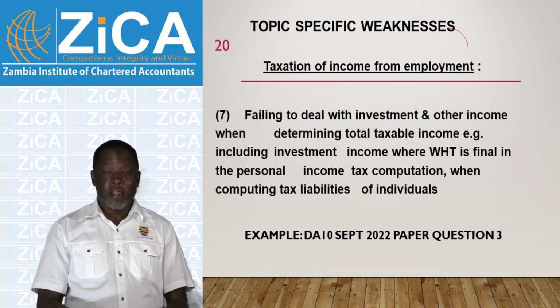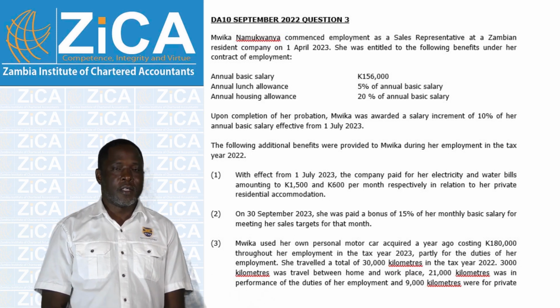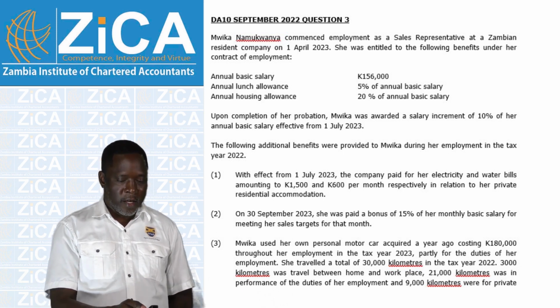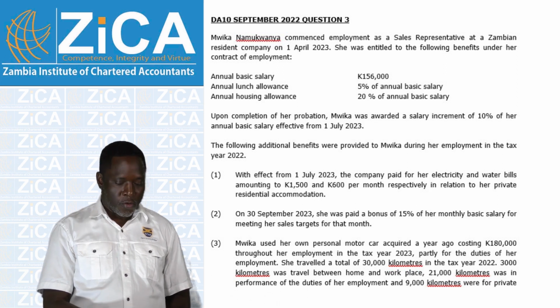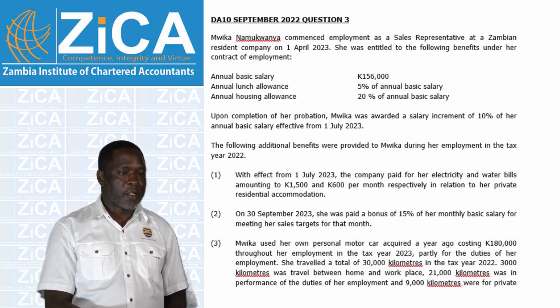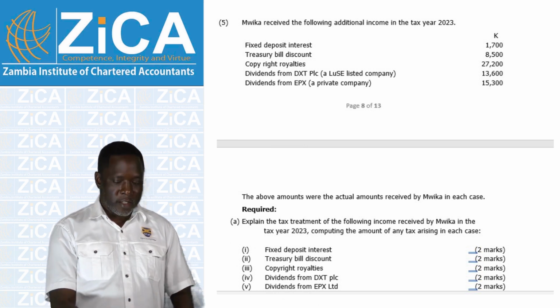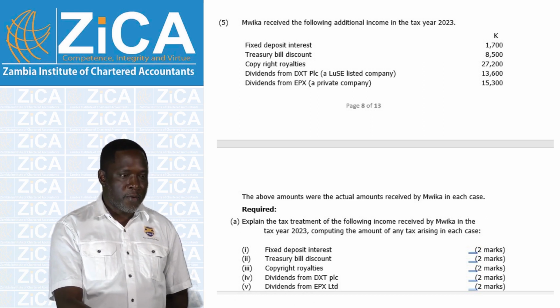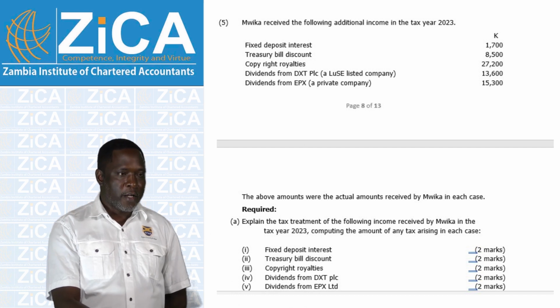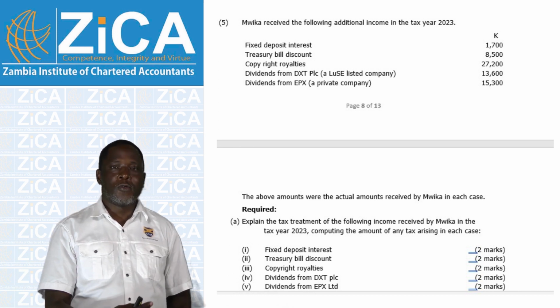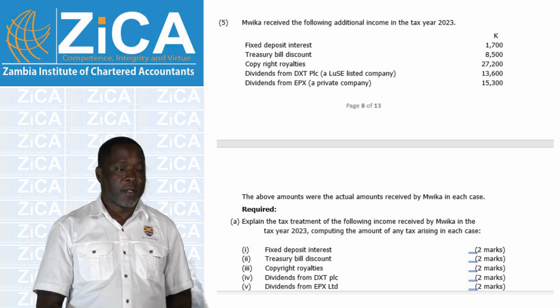It was question 3. In this particular question, we had this individual in employment, who, apart from receiving employment income, also received some investment income. So the investment income was given specifically in note number 5. So in note number 5, we are told that the individual, Mwika, received investment income in form of fixed deposit interest, treasury bill discount. So our interest is on how that income is supposed to be dealt with when computing the income tax liability for the individual.